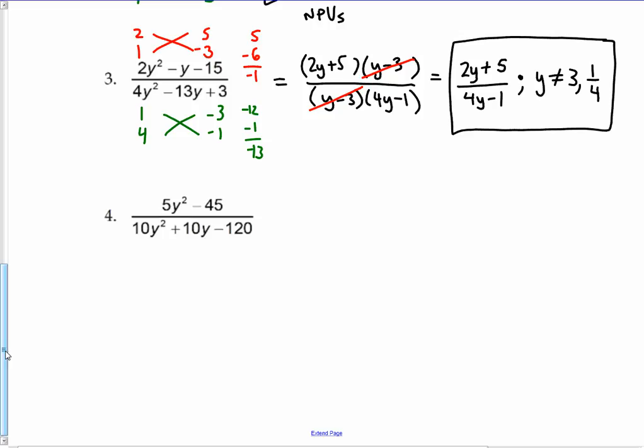Okay, where do we start with number 4? Factoring 5 out of the numerator and GCF. Yeah, GCF. What are we left with? Y squared minus 9. Right away, an alarm bell should be going off in your head, if you know how to factor and you're in the habit of factoring. Because when you see y squared minus 9, you should be thinking what? Good. Y plus 3, y minus 3, difference of squares. Okay. Denominator, we can GCF 10, and we're left with?